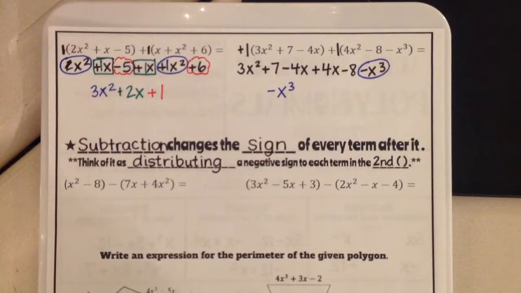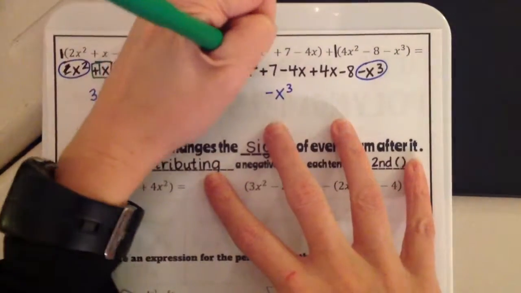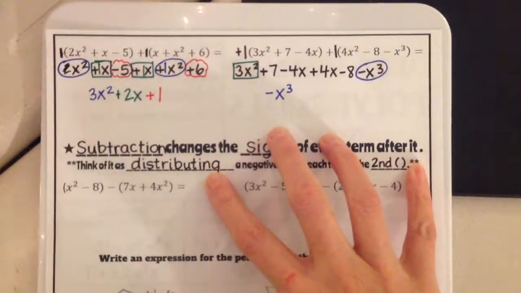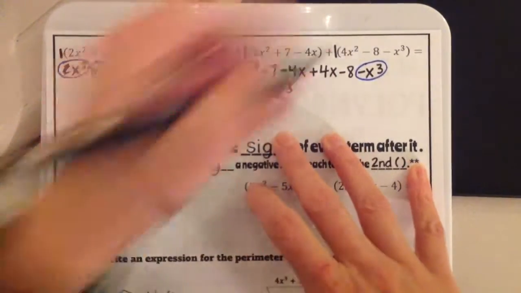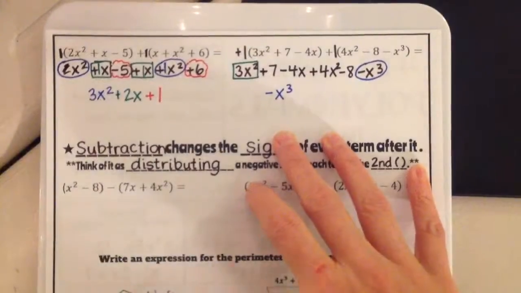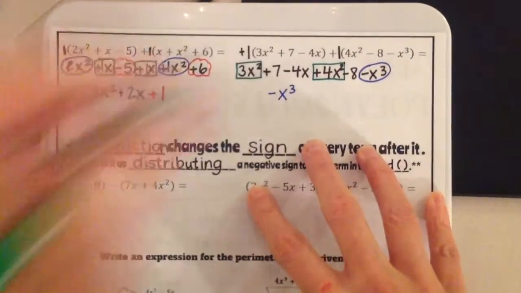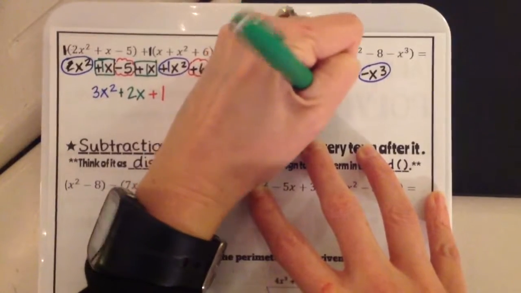Next, I'm going to look for my next highest exponent, which would be my x squareds. So I have an x squared here. I have 3 of them. And then, oh, I left off an x squared. Here. I have 4 x squareds here. And when I combine them, that's going to give me a total of 7x squared.